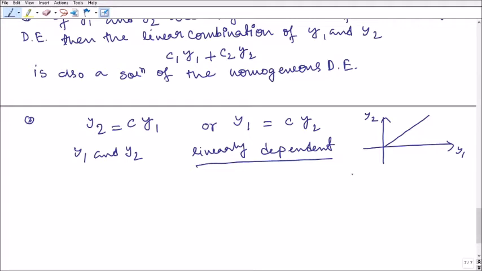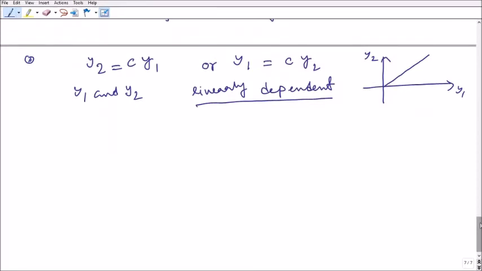Now if any solution varies linearly with another solution, then these solutions are said to be linearly dependent. Otherwise they are called linearly independent. If it is not written in this form, then y1 and y2 are called linearly independent. Now we will discuss a theorem.